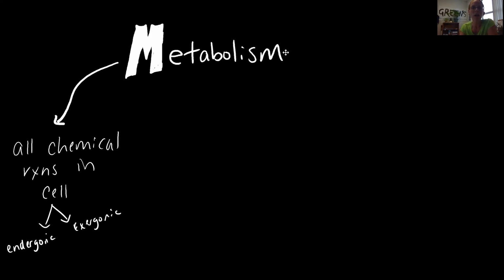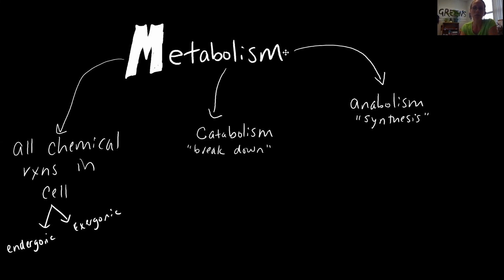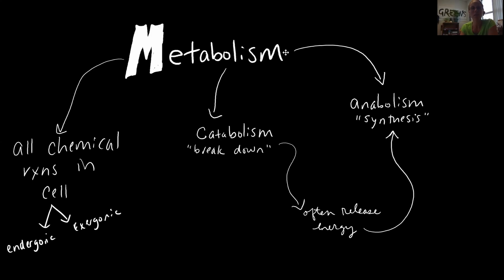Now we really talk about metabolism as fitting into one of two categories. I've introduced these terms to you before. So we can divide metabolism down into catabolism or breakdown reactions, and anabolism or synthesis reactions. And we see that these are coupled together in the body, meaning that they go hand in hand. Catabolism reactions are typically exergonic, so that means they're releasing energy, and that energy then is often used for anabolic reactions, which are typically endergonic.